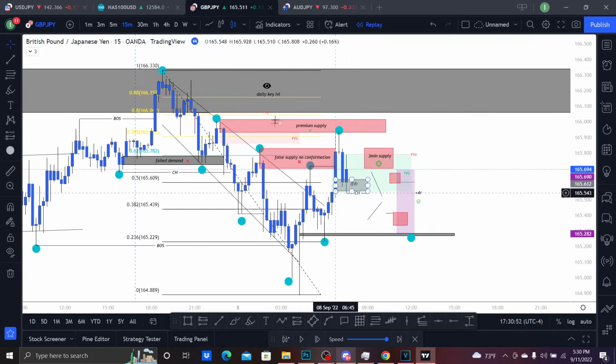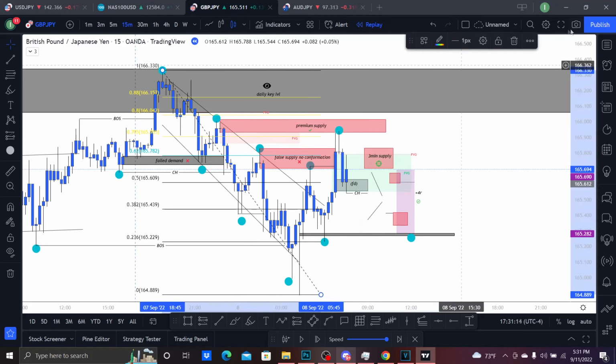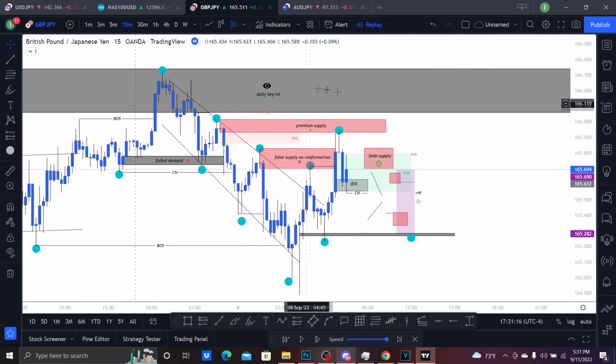Okay, so now as soon as we tap into our second POI, what we can see is that we are in a premium area. Anything above the 62 for me is premium. Normally though, when it breaks this range up here, I'm more cautious about the setup because it could continue to go bullish, and you'll see what I mean once we fast forward and play this out.